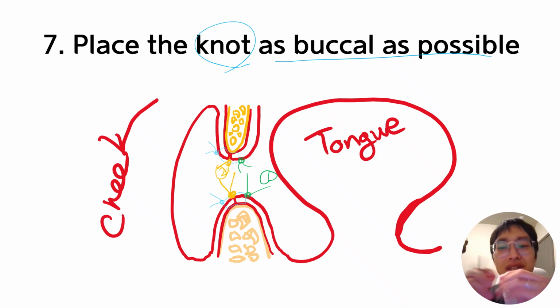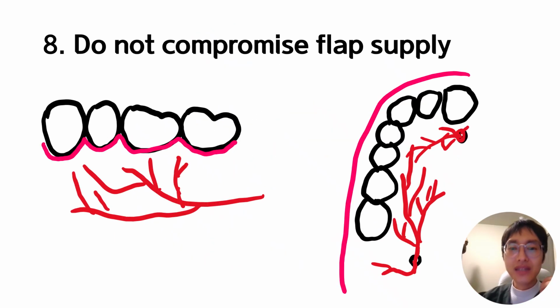So after tying the knot, just push it towards the buccal area, okay? Push it away from the tongue and the incision line. That is the recommendation, but it is not something that you absolutely must do. But if you are thinking of your patient and also of the healing, push it towards the buccal if possible. Okay. The palatal area is the same. Push the knot buccally.